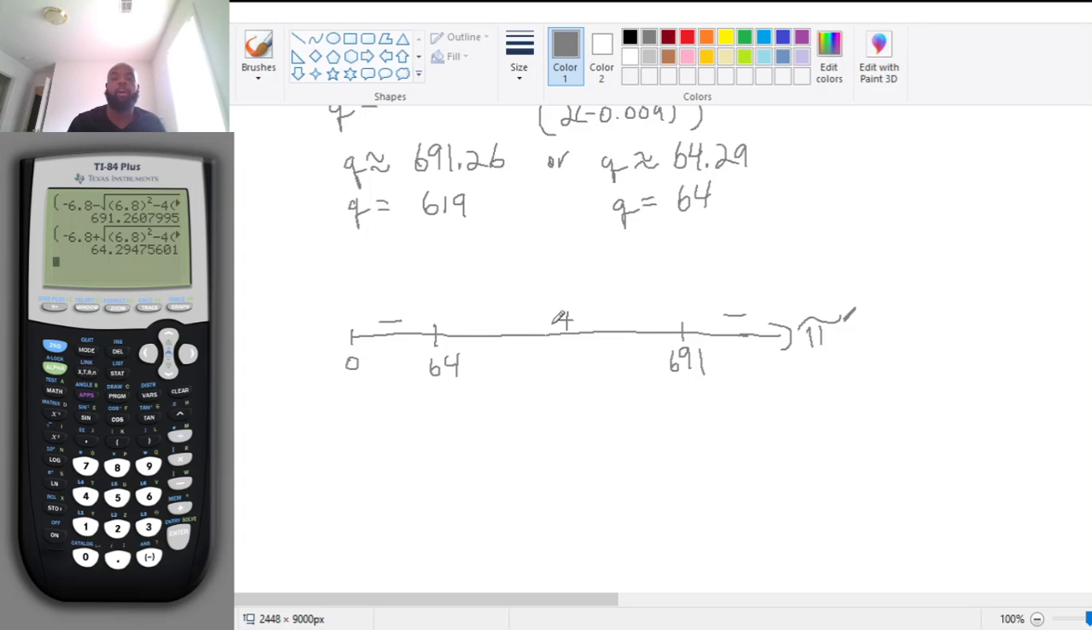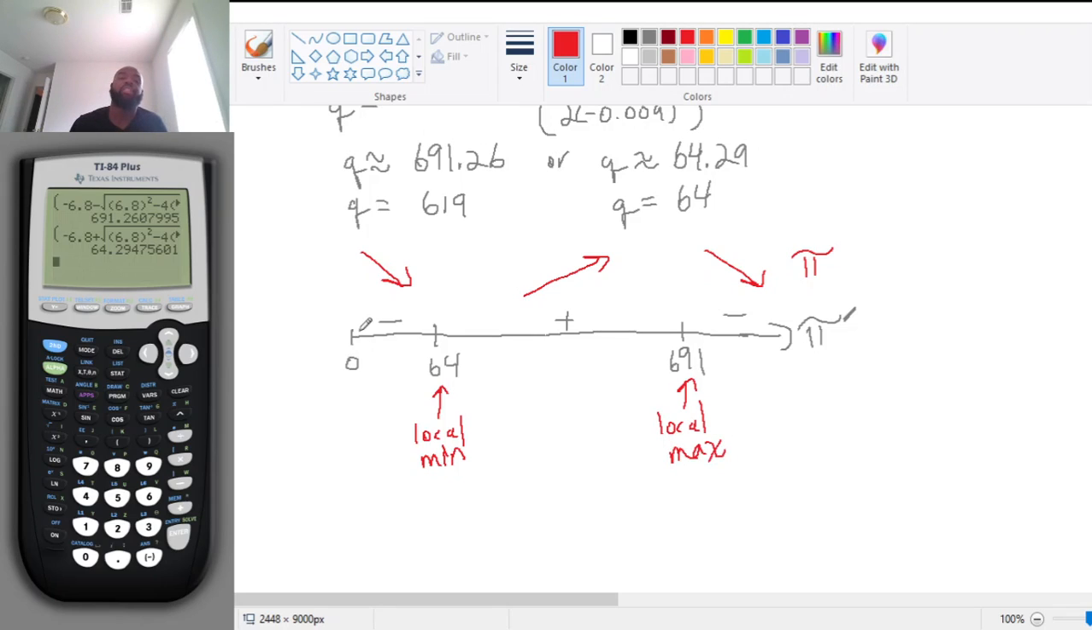I have a negative here, a positive here, and a negative here, which means that for my profit function, if I want to know where profit was increasing and decreasing, I could use these arrows to guide me. When it's negative, it decreases. When it's positive, it increases, right? Which means that at q equals 64, we have a local minimum because the derivative changes from negative to positive. And at 691, we have a local max.